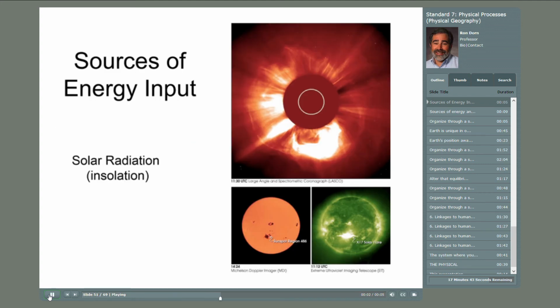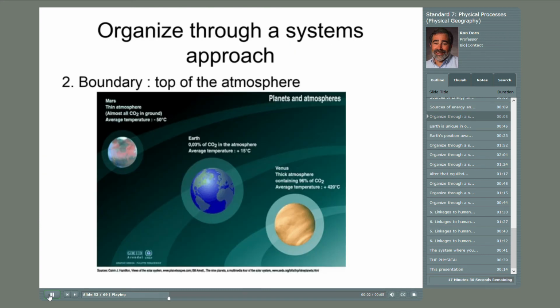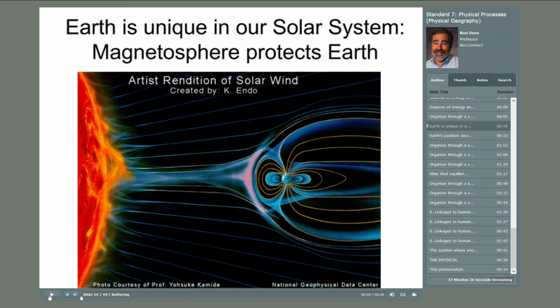Earth as a system has energy input, mostly solar radiation. Earth as a system has occasional things like meteor impacts that generate both energy and material input. Earth is a system, we have a boundary, the top of the atmosphere. Earth is unique in our solar system, not because it has a magnetosphere that protects Earth, because other planets also have a magnetosphere, but it's the combination.